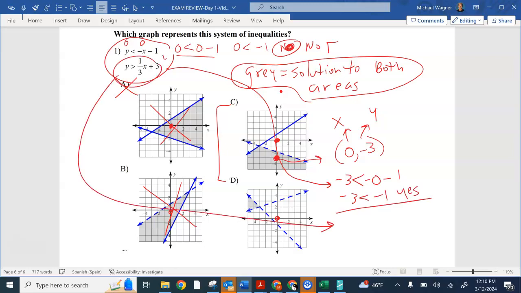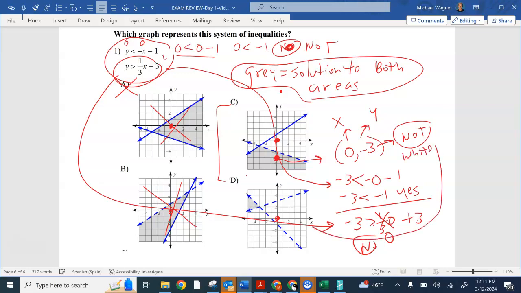Now let's try the other equation right here. y is negative 3, is it greater than 1/3 times 0? So that's just 0 plus 3. Is negative 3 greater than 3? No, it's not. So that means this is not a solution, so it's got to be in the white area. That would be choice D. So this one is not. So choice D. That's how you find it.